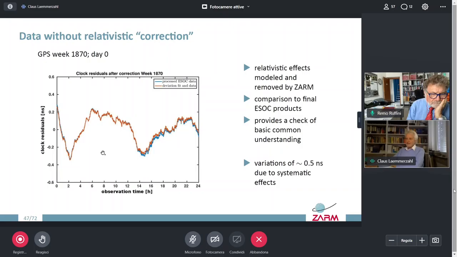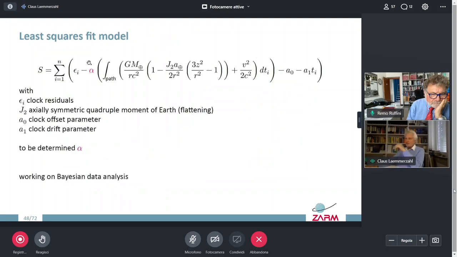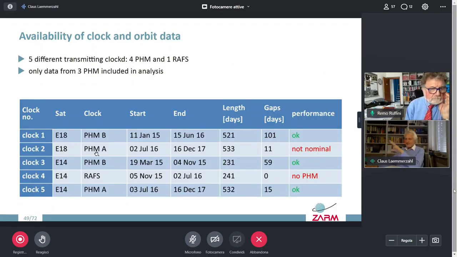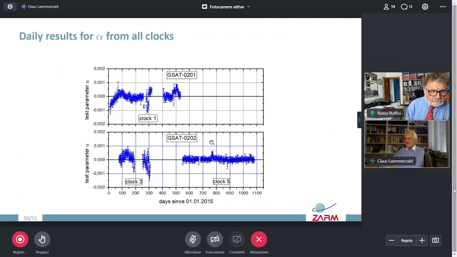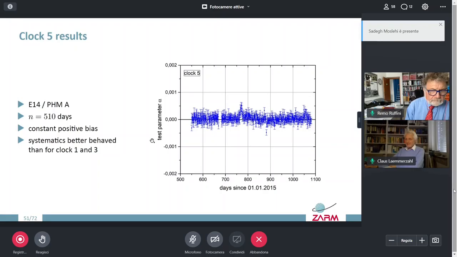And then we discuss this noisy signal in terms of a least squares fit. We also took into account the quadrupole moment of the Earth, and then we discussed everything. We discussed which clock worked well. So we have various data sets. We took these two data sets. Finally, we restricted to this data set the clock 5 here, which is best, and it is given here.